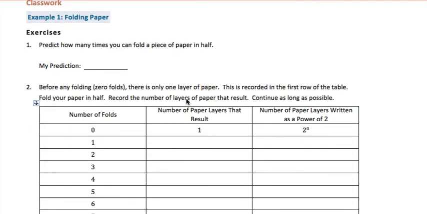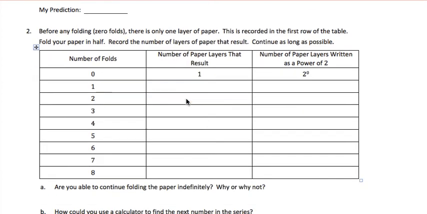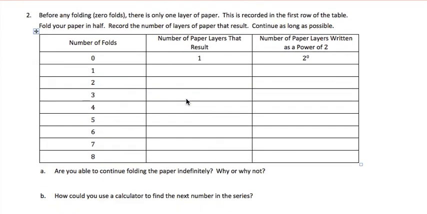And then we're going to make a table based on that activity. Before any folding, there is only one layer of paper. Now notice our three columns: the number of folds, the number of paper layers that result, the layers of paper, and the number of paper layers written as a power of 2. Because every time we fold the paper, it is folding in half, which is 2 parts.